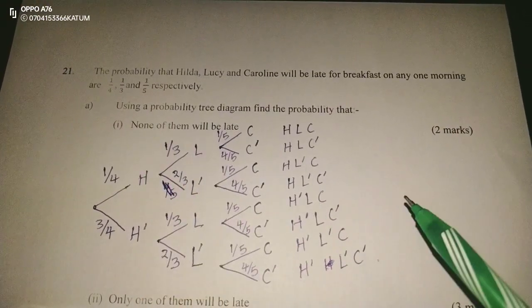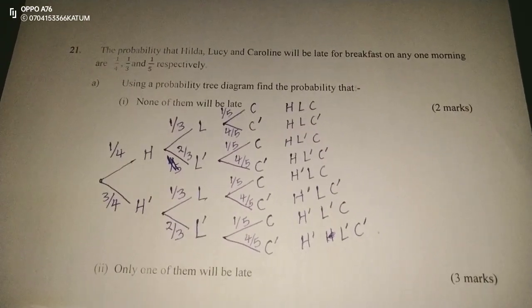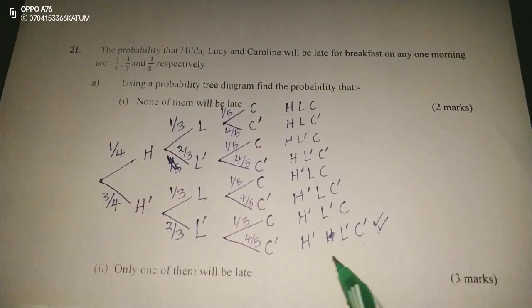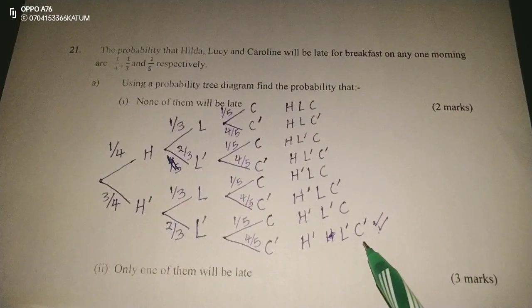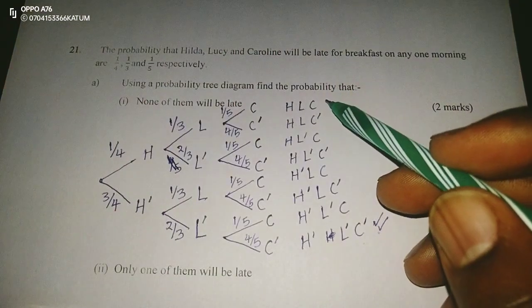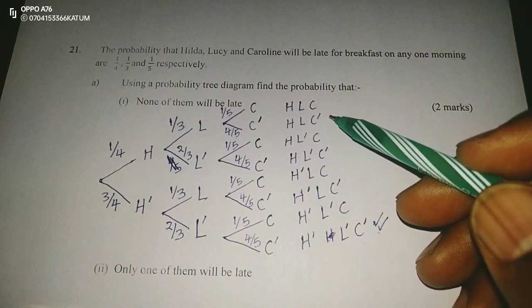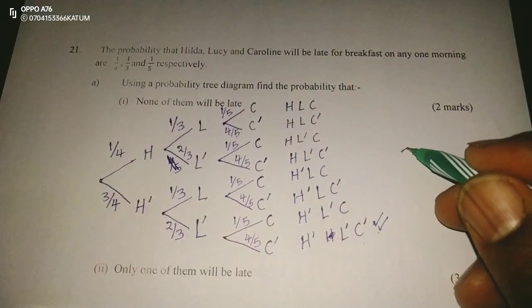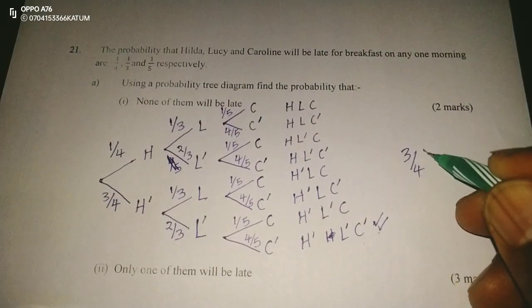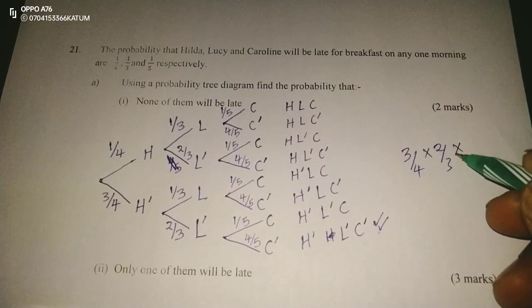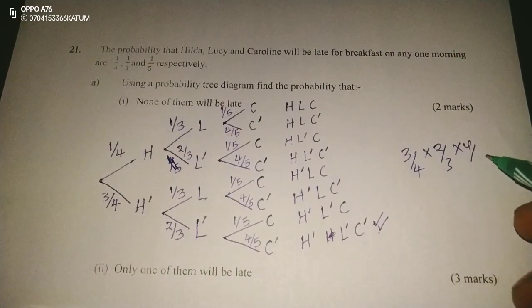None of them will be late. So the probability none of them is late will be this one. This is the only probability. These are all the outcomes: one is showing none of them is late, and this one is showing all of them are late. So none of them will be late means 3/4 times 2/3 times 4 out of 5.